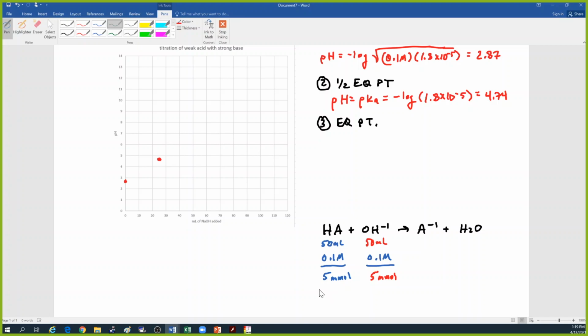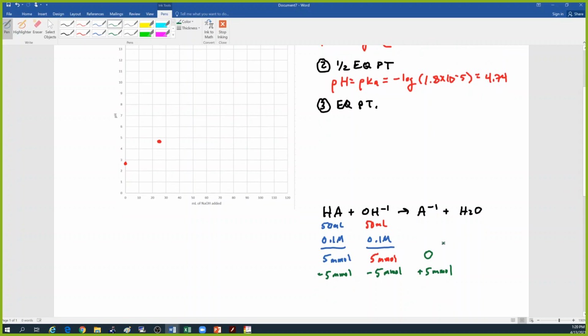When we do this, we use up all 5 millimoles of the weak acid. We use up all 5 millimoles of the strong base. But even though we technically started with none of the weak conjugate base, we're adding 5 millimoles of that just by sheer stoichiometry. Make sure that makes sense, because that's the key point.